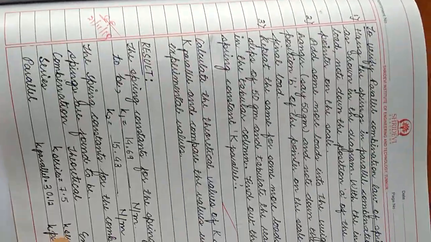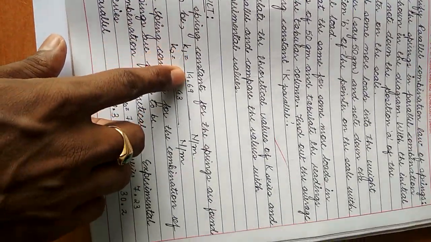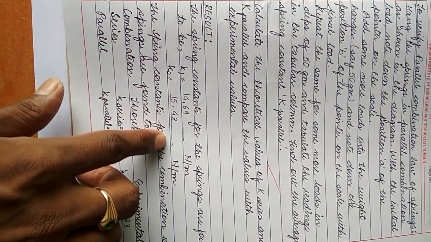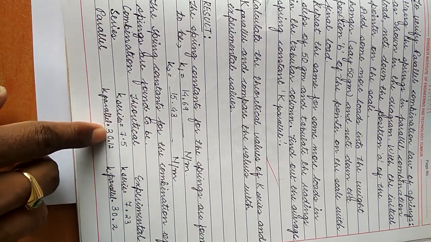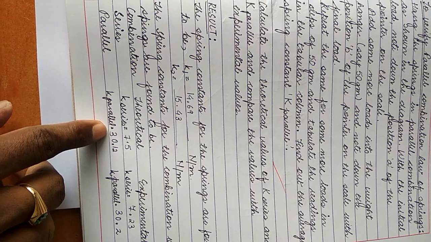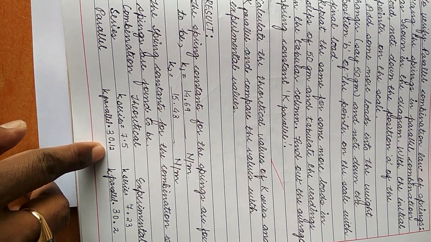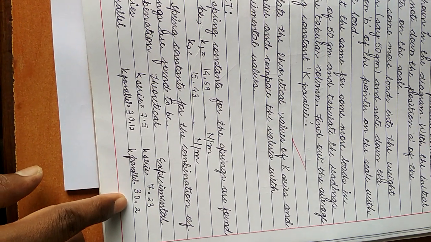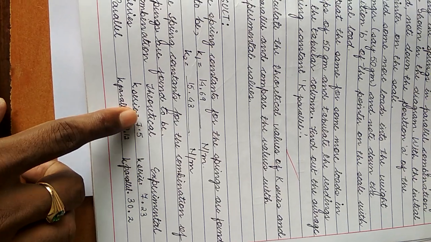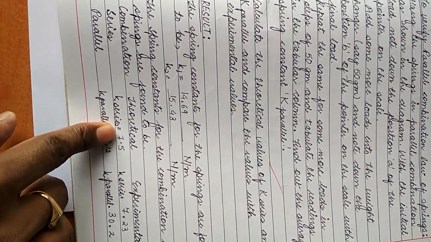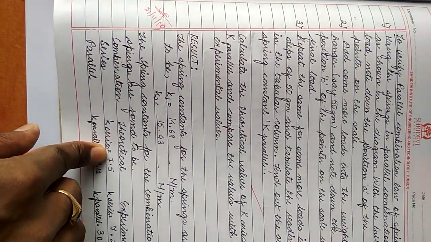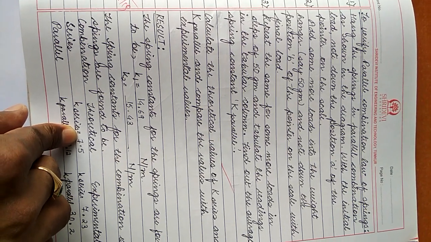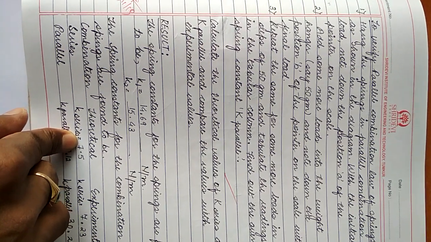Finally, we note the result. The spring constants for the springs are found: K1 is equal to 14.69, K2 is equal to 15.43. Then theoretically we calculated 7.5 for the series combination, and for the parallel combination 13.12. Experimentally what did we find? 7.23 and 13.2. Both experimental and theoretical values almost hold good. This is the way we conduct this experiment. We are verifying the spring constant in both series and parallel combinations.